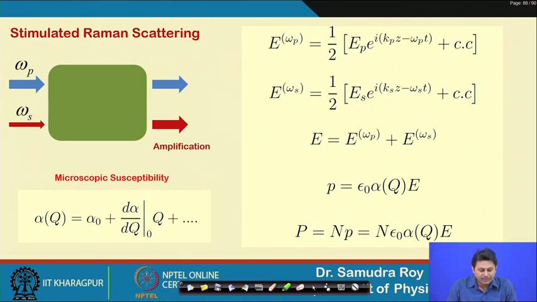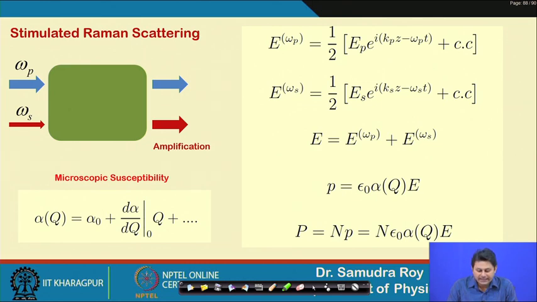This was the basic figure that we used in the last class, showing how the stimulated Raman scattering process happens when a pump omega p is launched along with a Stokes wave omega s, and then the Stokes wave omega s is amplified. E p and E s are the amplitudes of the pump wave and the Stokes wave. Both are assumed to be plane waves having propagation constants k p and k s and the corresponding frequencies omega p and omega s.